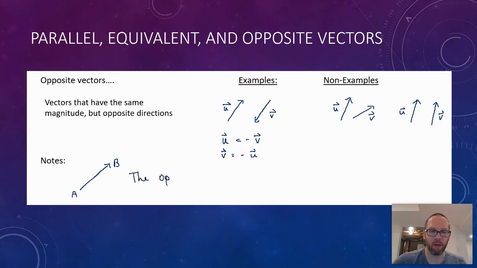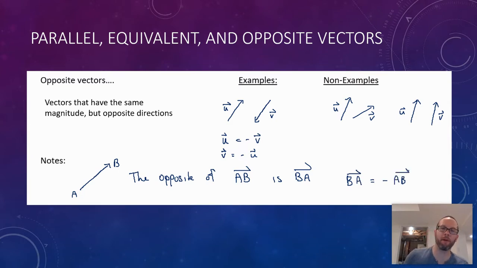The opposite of vector AB is BA, and that might be a useful property for us later on. We can actually say that BA is equal to the negative of AB, like so. And again, that might be a property that's useful for us later.